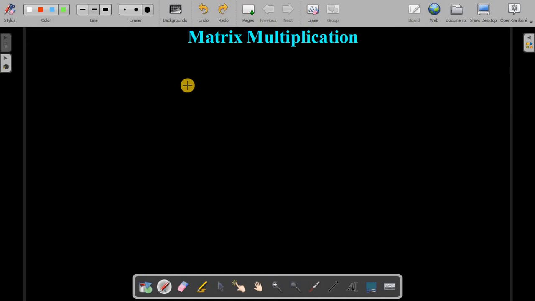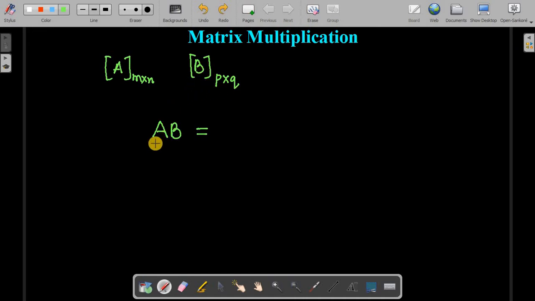Today we are going to discuss matrix multiplication. We are going to see how and when two matrices can be multiplied. Suppose two matrices are given. The first matrix is matrix A, which is of the order m by n, and the second matrix is matrix B, which is of the order p by q.